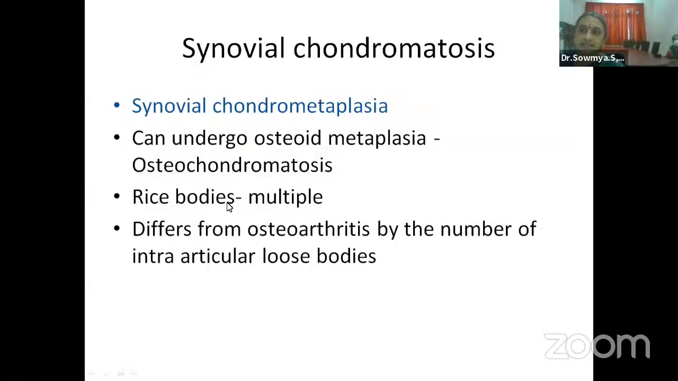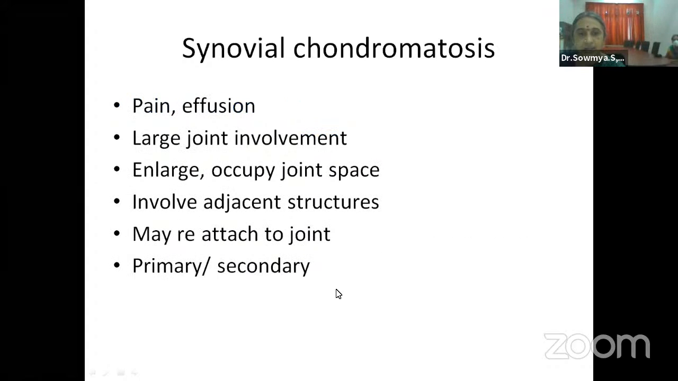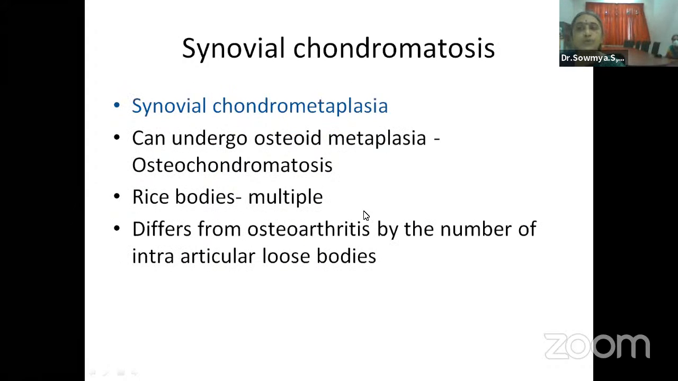Rice bodies, because they just lie loose within the joint space, and this is known as rice bodies. So in the X-ray itself, you can see plenty of loose bodies, and it differs from osteoarthritis by the number of intra-articular loose bodies. Even in osteoarthritis, we are seeing osteophytes. They will also be seen within the joint space, but they will be large, irregular, whereas these rice bodies tend to be multiple and variable in size, and they have a very, very smooth surface.